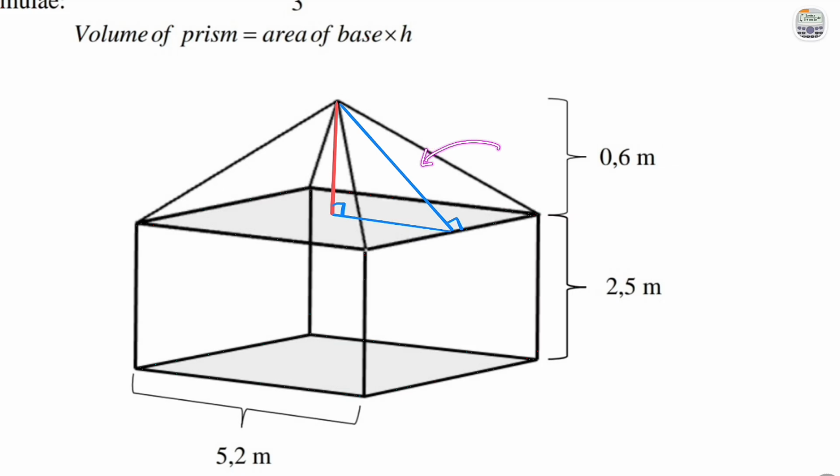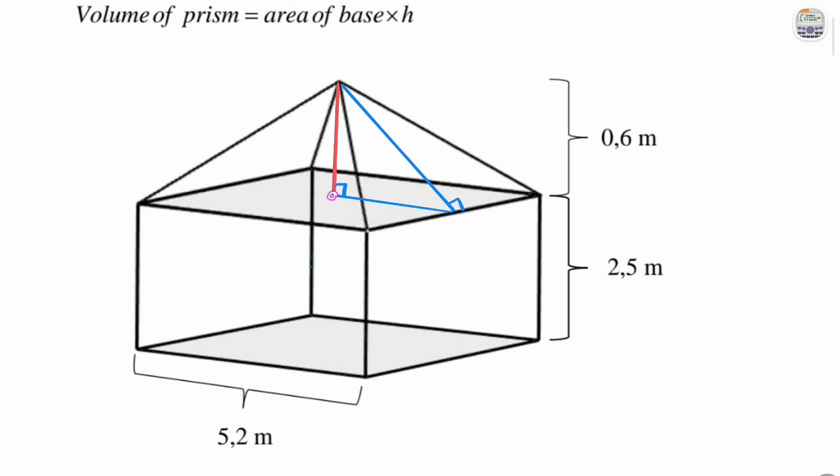And here's why it's important. We know that this is the slant height. To find the slant height, we have a right angle triangle here. Because this is a 90-degree triangle, we can use Pythagoras to find the slant height, if and only if we have this side, which we do have, it's 0.6. And if we get this side, we can easily find this.